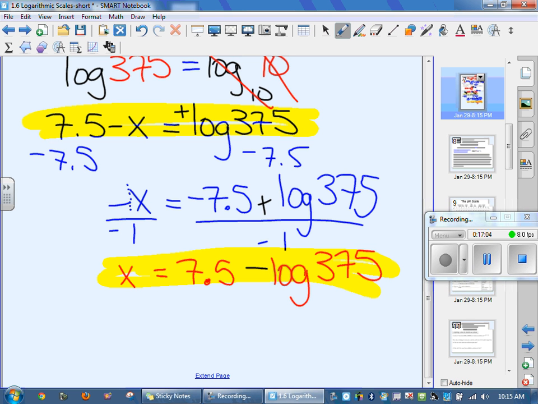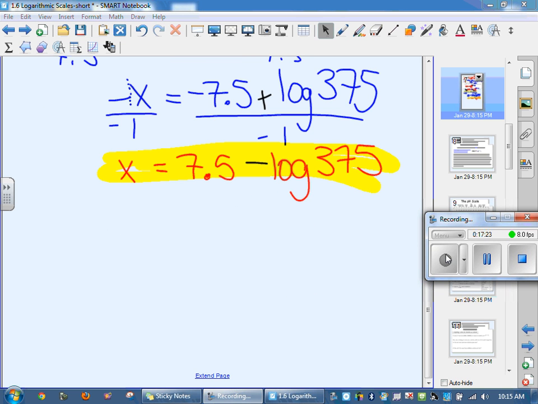So everybody, in your calculators, type that in. Go 7.5, subtract, log 375, enter. And remember, we're looking for a magnitude of an earthquake, so you're going to round to 1 decimal place. We should have got x equals 4.925, etc. So the 9 doesn't round up. Our earthquake was a 4.9 magnitude.